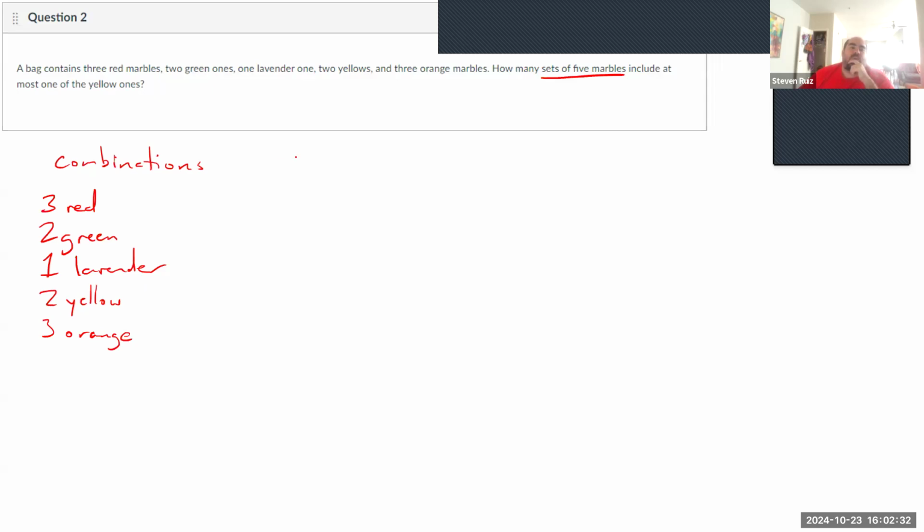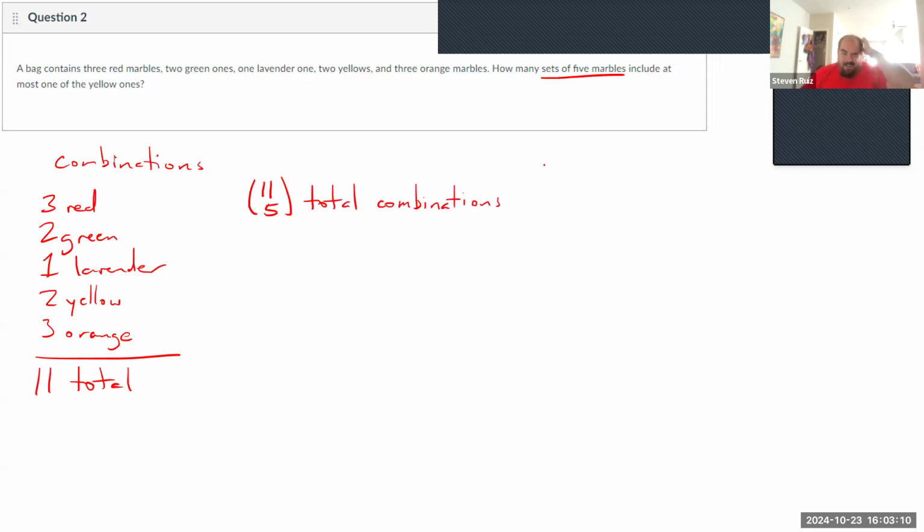A couple of ways to do that. Let's do this first: how many combinations can I make? How many marbles do I have? I have 11 total. So I can make 11 choose 5 combinations in total. I don't care about all of them though. I only care about the ones that have at most one of the yellow ones.